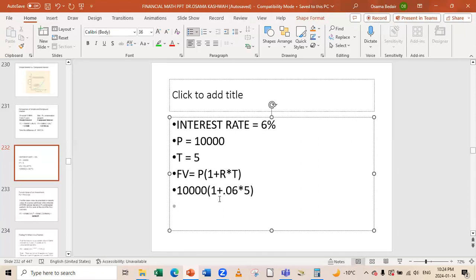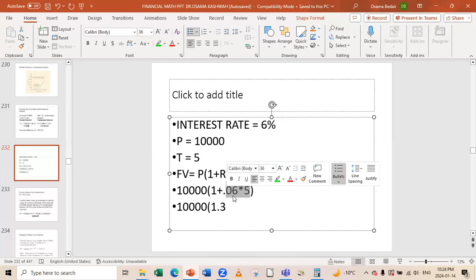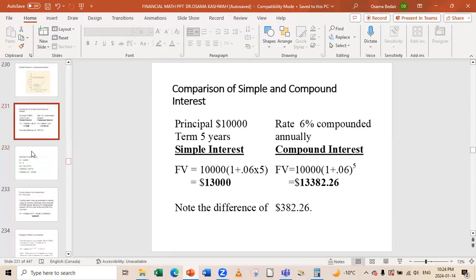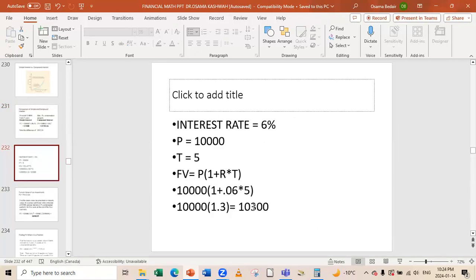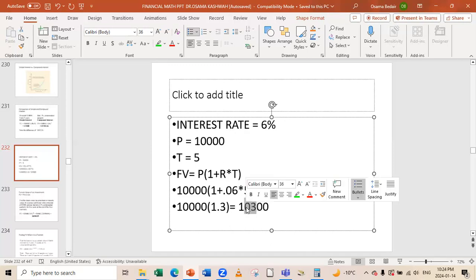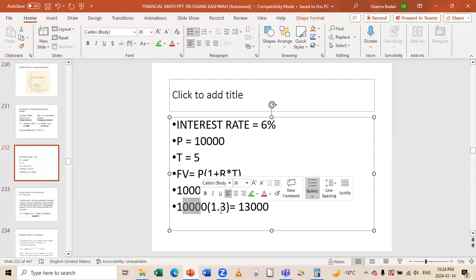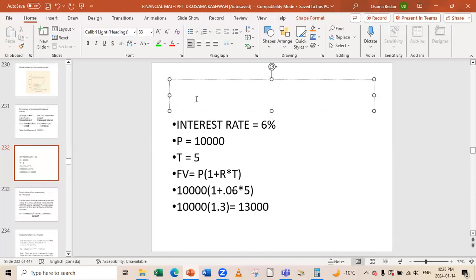So this will equal 1.3, 10,000 times 1.3. I finish the bracket first, then add it to 1, and it will be 1.3, like what you see here. Let's go back and check. Sorry, it will be 13,000, because 10,000 times 1.3 gives me 13,000. This is the sum if it is simple interest.